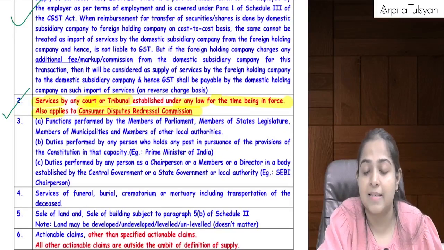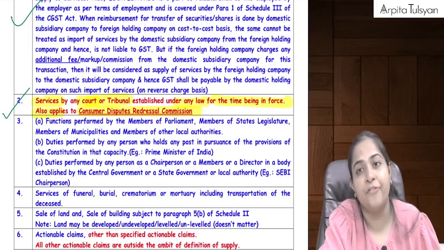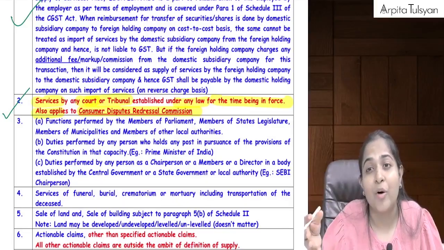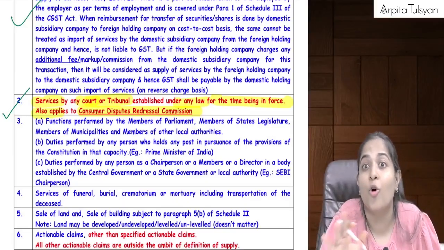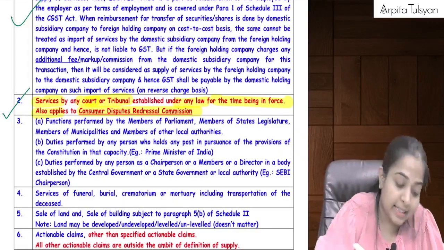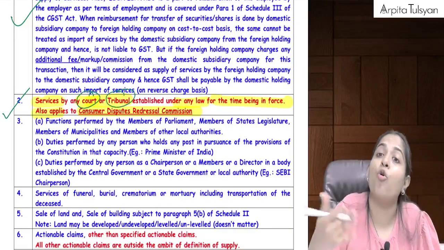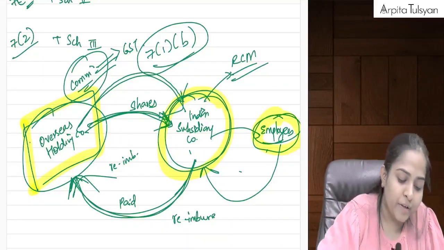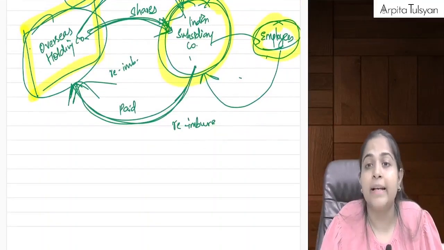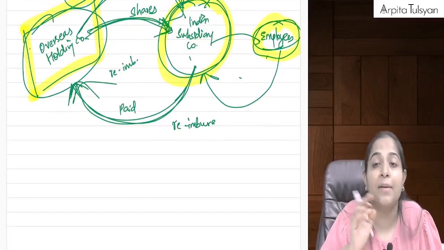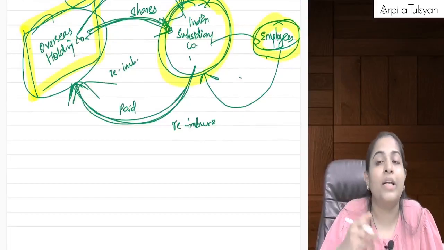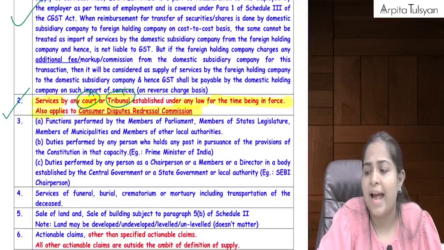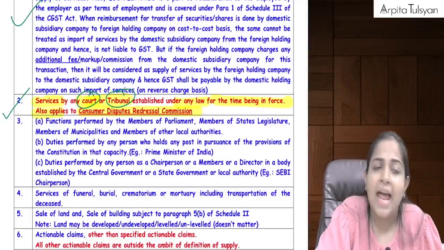Now here they are not talking about advocates. Please, this is the place where many students get confused. Here we are not talking about services provided by senior advocates, lawyers, arbitrators. No, they are the professionals. Here we are talking about the services provided by court or tribunal. The court does the hearing, the tribunal listens to the case, and they charge something called court fees. Whatever services are provided by court or tribunal, that is not considered a supply, and hence the question of GST will not apply at all.